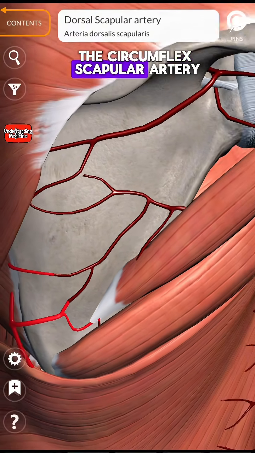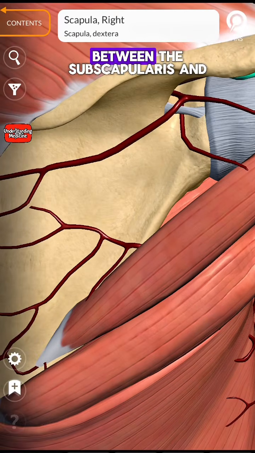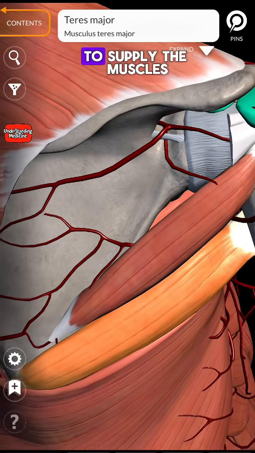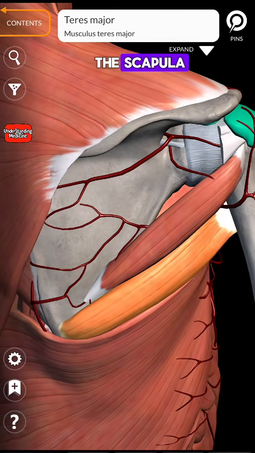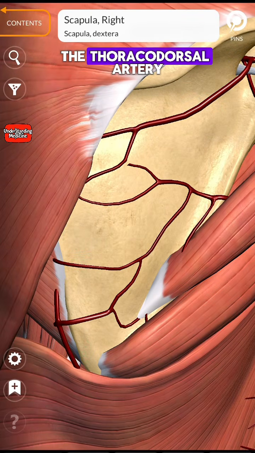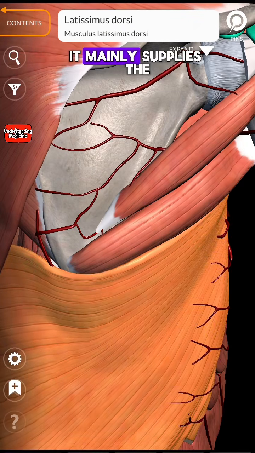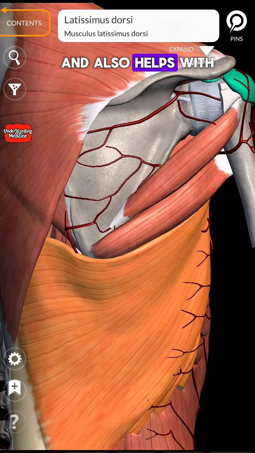The circumflex scapular artery curves around the lateral border of the scapula. It passes between the subscapularis and the teres major to supply the muscles on the back of the scapula. It also takes part in the arterial network around the scapula. The thoracodorsal artery continues toward the inferior angle of the scapula. It mainly supplies the latissimus dorsi and also helps with the arterial supply around the scapula.